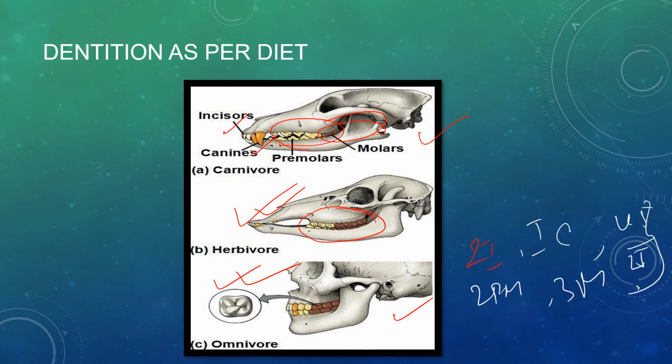As we are omnivores, we need to do all the functions that a carnivore and a herbivore do, so our teeth are modified accordingly. Okay, let us move on to the next one.